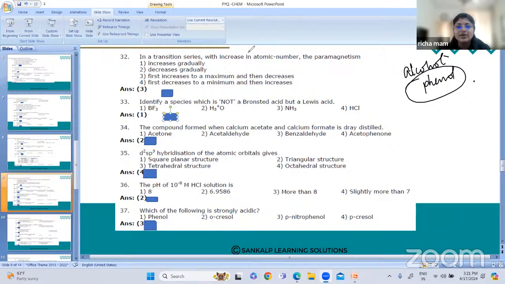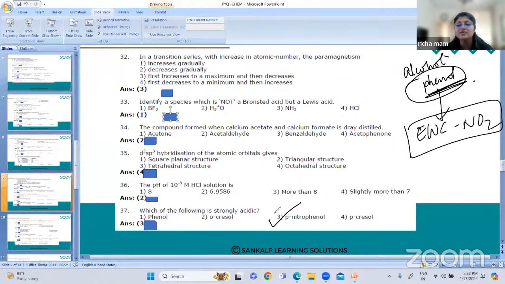Vedvati and Vamshi Krishna have answered 3. So which of the following is strongly acidic? Phenol, orthocresol, paranitrophenol, paracresol. Abu Sufyan has also answered it as 3. Yes, correct. Very good. Paranitrophenol. We know among alcohol and phenol, phenol is more acidic. Again, if you have an electron withdrawing group such as a nitro group present on the benzene ring, then it is strongly acidic. So option number 3 is the correct answer. Very good. Let us go for the next one.